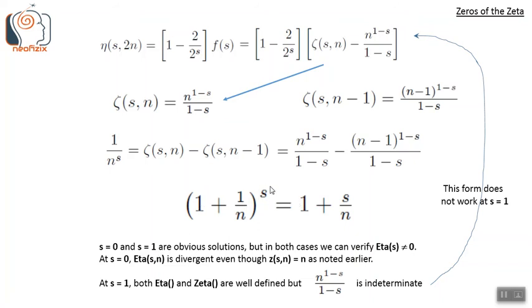So this has obvious solutions as s equals 0 and s equals 1. But in both cases, s equals 0 and s equals 1, we can verify that eta s is not equal to 0. At s equals 0, the eta function is divergent, as we saw earlier. And at s equals 1, basically this form becomes a 1 by 0 form, and this is indeterminate. Actually, this whole formula does not itself work. We have to use a better formula.